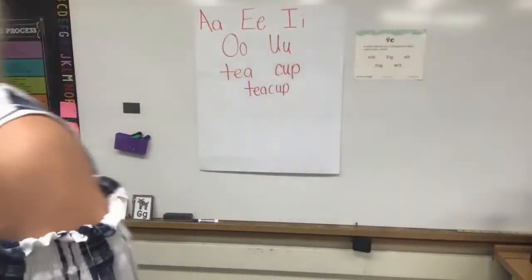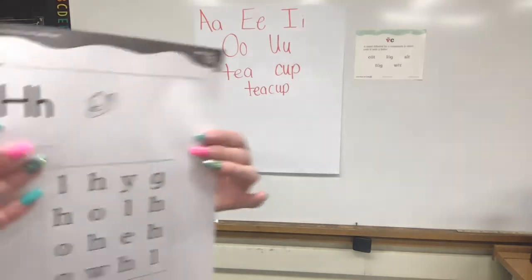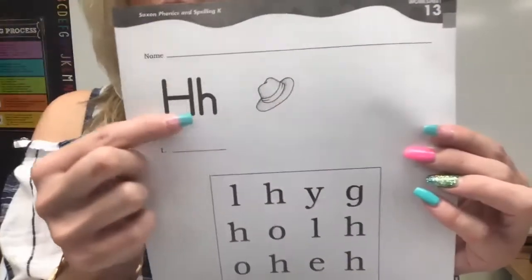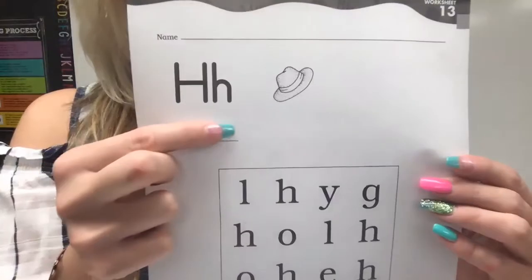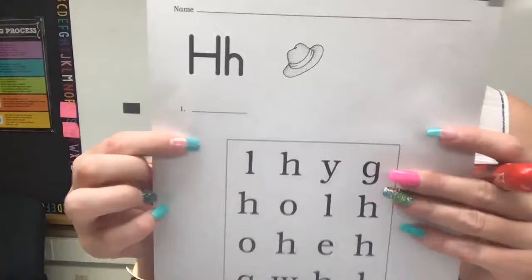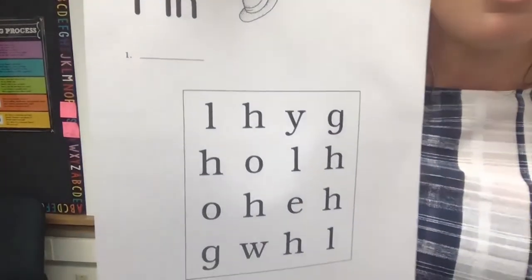Let's go ahead and look at our phonics paper. Go ahead and get your phonics paper out for me. It's going to look like this. This is my capital H. This is my lowercase h. We have our hat. Guess what we're going to write by number 1? We are going to write our capital and lowercase h because they sound like H.